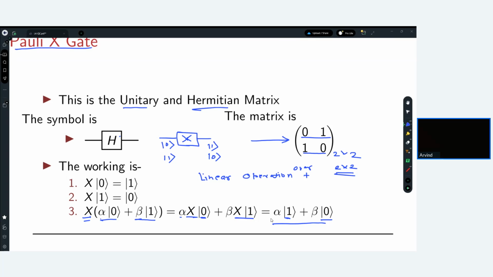And if we observe this, if the input is a superimposed state for a quantum Pauli X gate, the coefficients of ket 1 and ket 0 are interchanged or swapped. Earlier, alpha was the coefficient for ket 0, but now it is the coefficient of ket 1, and beta was the coefficient of ket 1, now it has the coefficient of ket 0. So in this way, a superimposed state is transformed by the Pauli X gate.